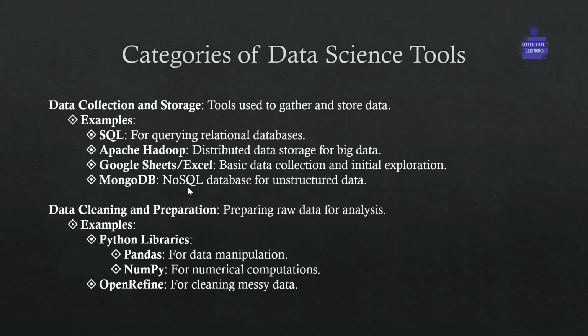So there are different categories of data science tools. First come the tools that are used for data collection and storage. These are used to gather and store the data. Examples include SQL, Apache Hadoop, Google Sheets and Microsoft Excel, and MongoDB. Next come the tools that are used for cleaning and preparation of data. That is, they prepare raw data for analysis. For this, we can use Python libraries and OpenRefine software if we have messy data for cleaning.